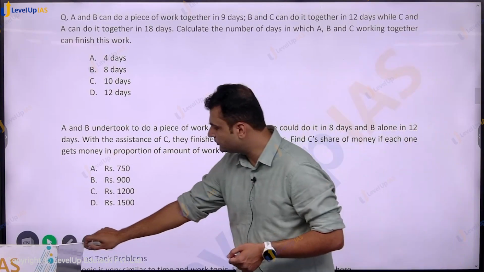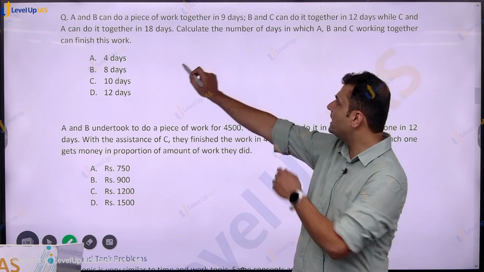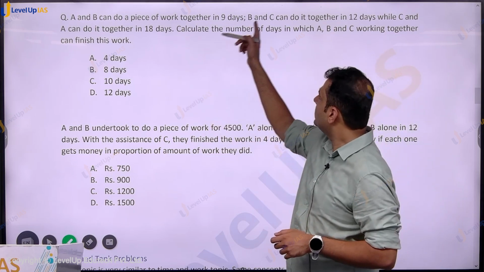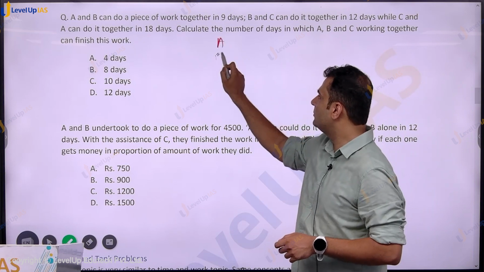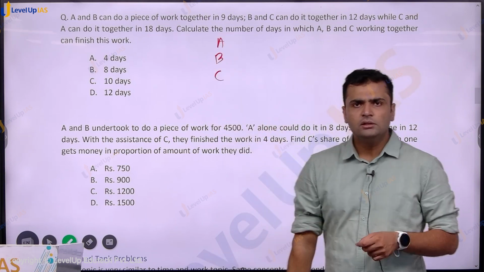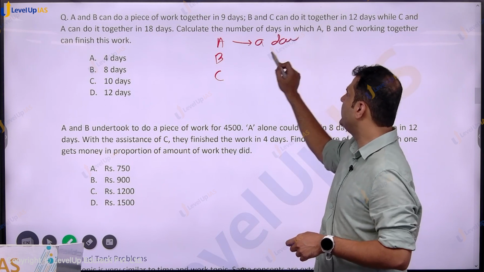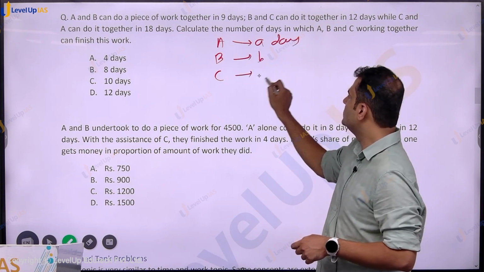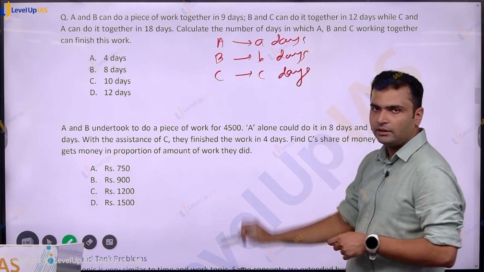Let us see. Next question. A and B together can do a piece of work in 9 days, B and C in 12 days, and C and A in 18 days. So there are 3 persons, A, B and C, right? We'll assume that A does the complete work alone in A days, B in B days, C in C days. Correct? That is how we'll start.